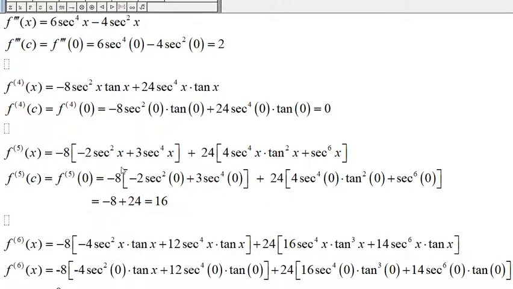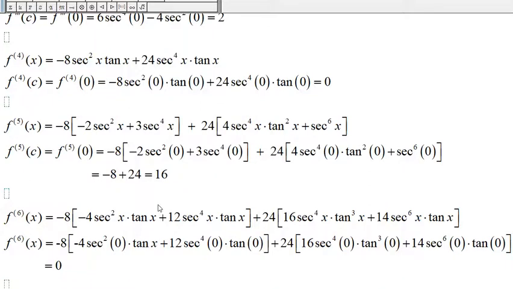The fifth derivative comes out to be like this. Now we evaluate it at 0. This is 1, this is 1. So it would be negative 2 times 1 plus 3 times 1, which is 1. 1 times negative 8 is negative 8. This will be 1, this will be 0, this will be 1. So it would be 0 plus 1, which is 1, times 24 is 24. So we get 16.